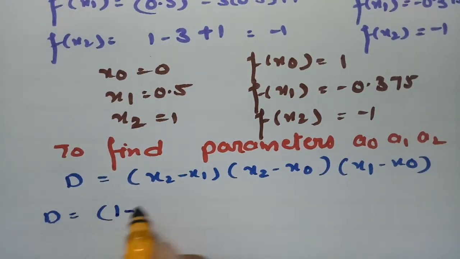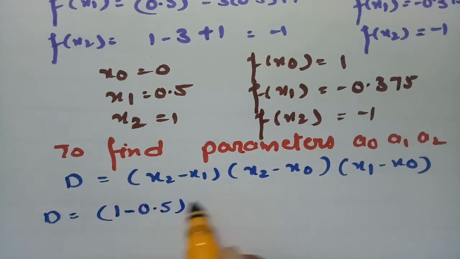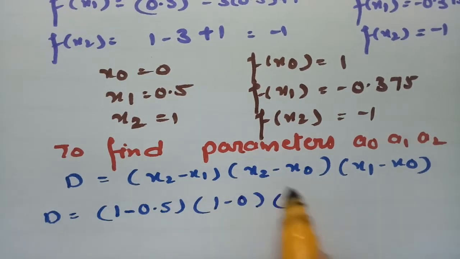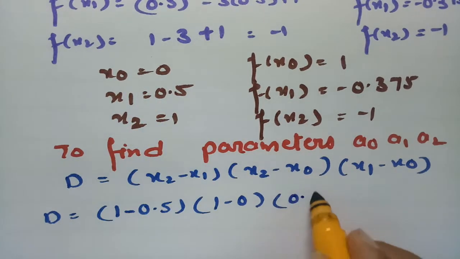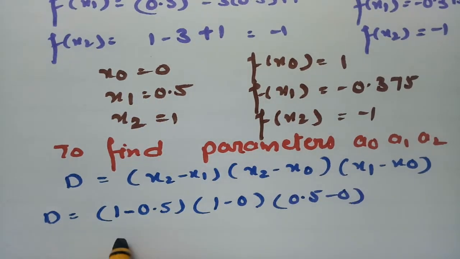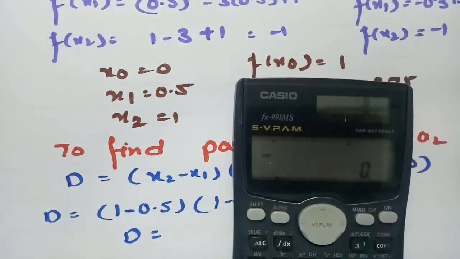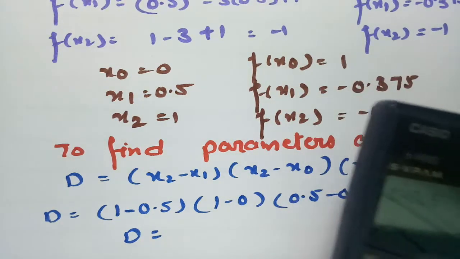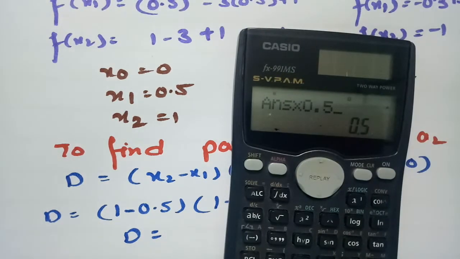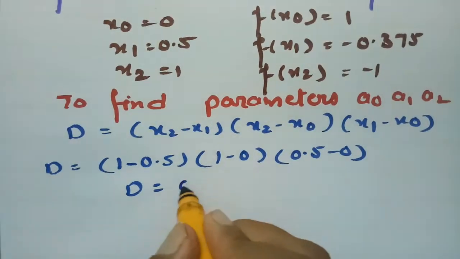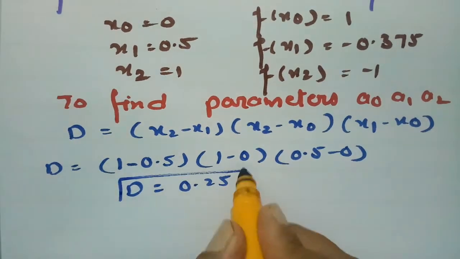x2 is 1 minus x1 is 0.5, and x2 is 1 minus 0, and what is x1? x1 is 0.5 minus 0, and what is our D value here? That is (1 minus 0.5) into 1, into 0.5. The value here is 0.25. So we got the value of D as 0.25. Keep it safe here.